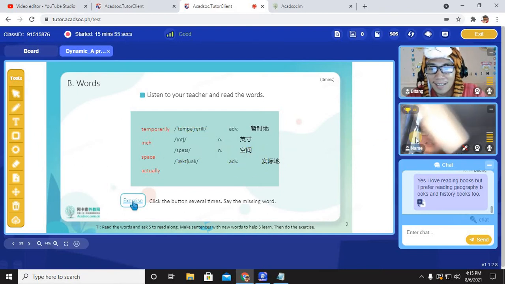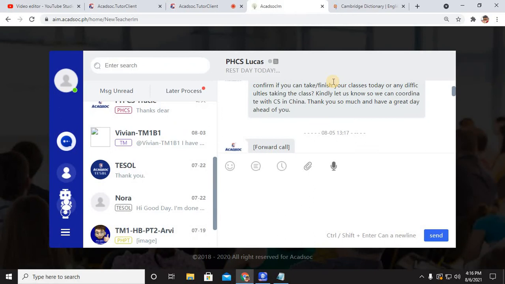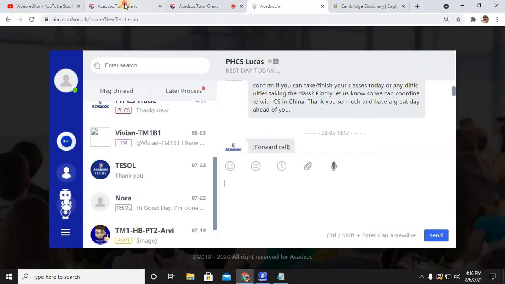What's the word? What's the meaning? Okay, that is a good question. Let me go ahead and look for the meaning. I mean, such a long word. Yeah, it means temporary, not permanent. That is the meaning. Temporarily. Yes.